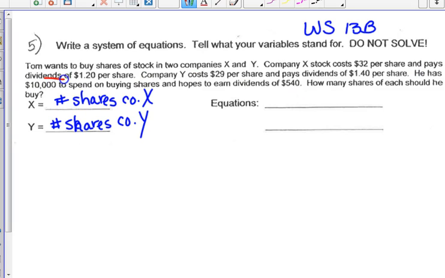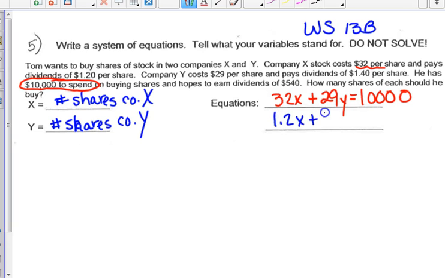We have a total of $10,000 to spend. So what's going to equal $10,000? These are costing us $32, and the other guys are costing us $29, for a total of $10,000. Then there's what we're expecting to get back in dividends every year: 120X plus 140Y equals 540. Okay. It says you don't have to solve that one.